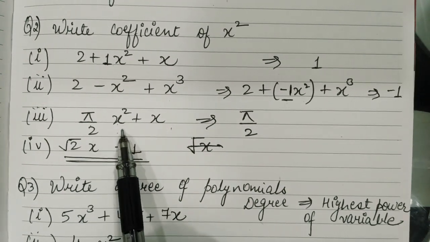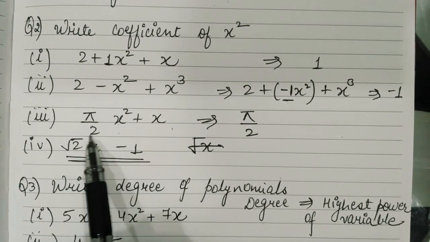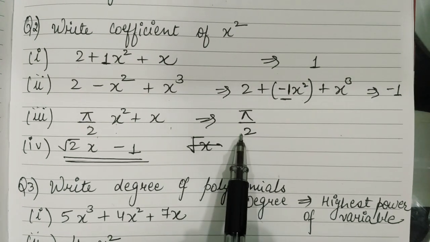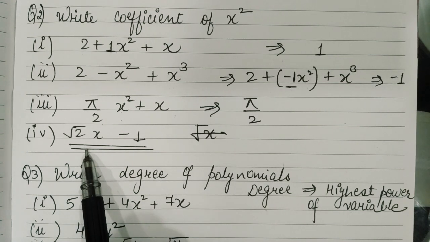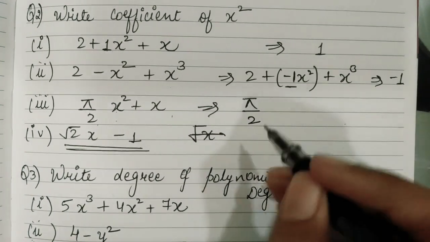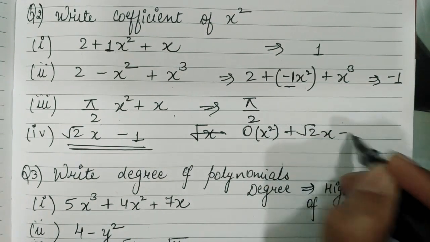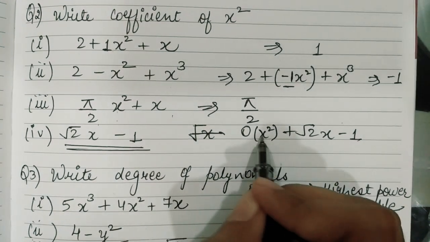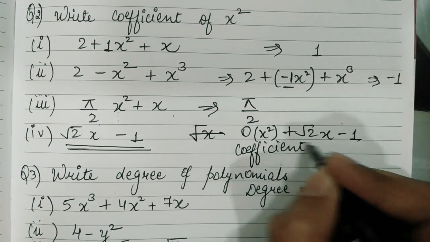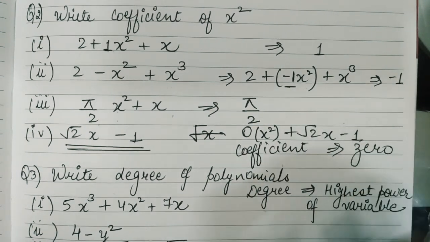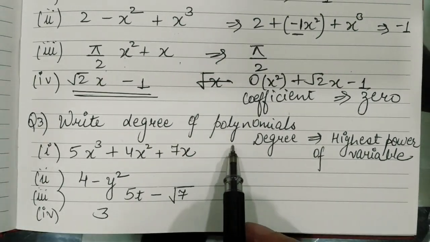Next, pi by 2 x squared plus x. The number written along with x squared is pi by 2. So here the coefficient will be pi by 2. But in this case, under root 2 x minus 1, there is no term of x squared. So can I write it as 0 x squared plus under root 2 x minus 1? So the coefficient of x squared will be 0. In question number 3, it is asked to write the degree of the given polynomials.